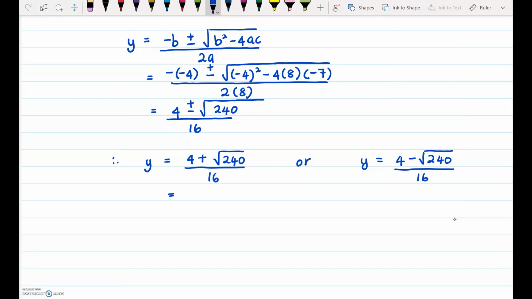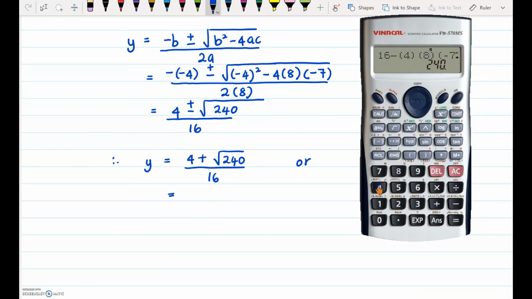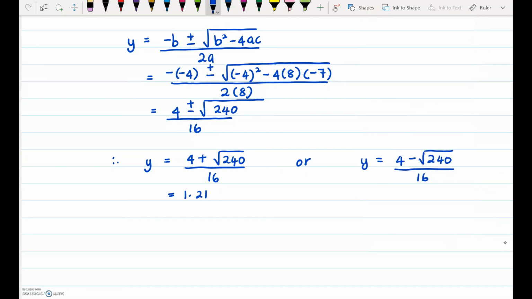Okay, so just calculate using the calculator. First we get the square root of 240 in decimals. Then add 4 to the answer, and then divide by 16. So the first answer is 1.2182. Usually we take 4 decimal places, as it is more accurate.